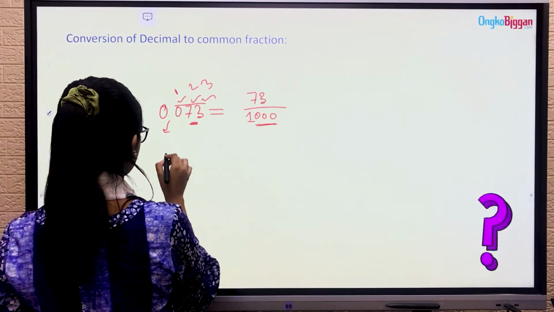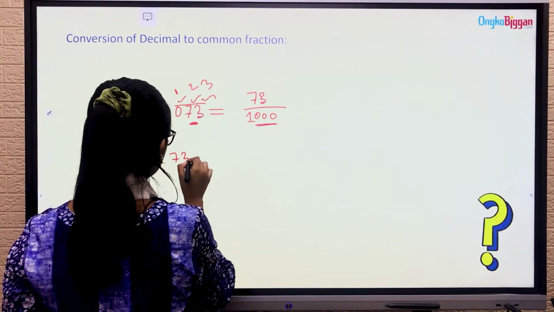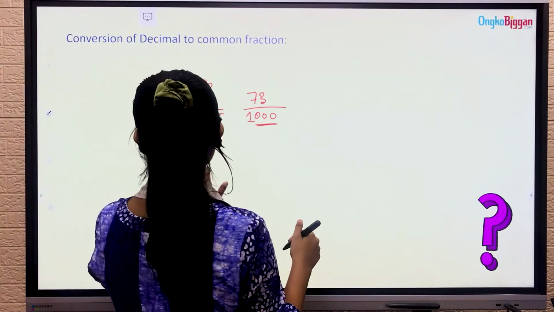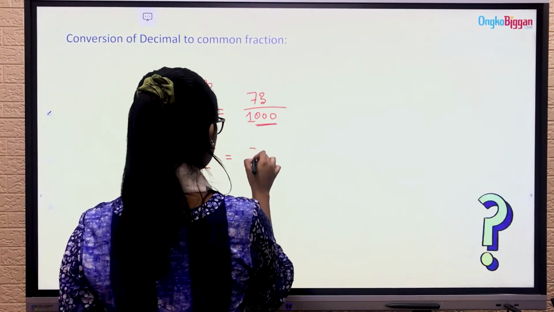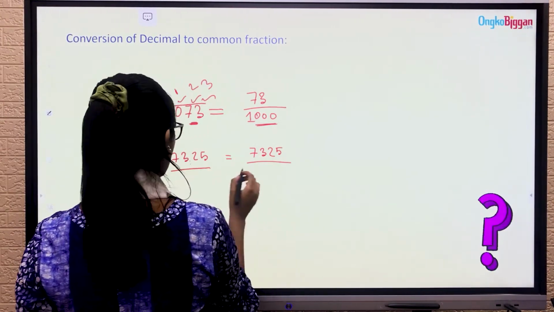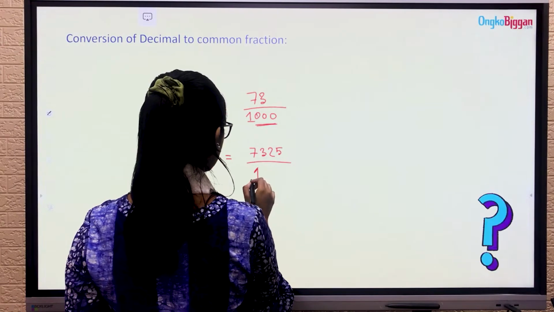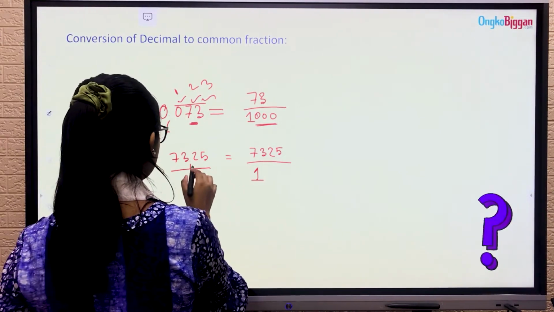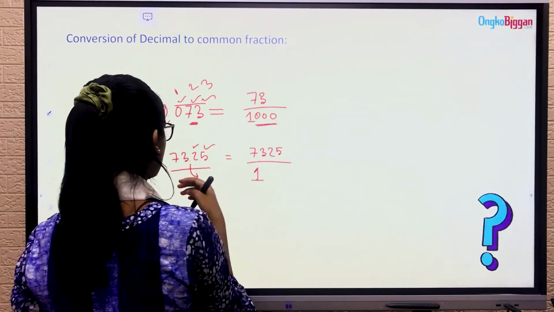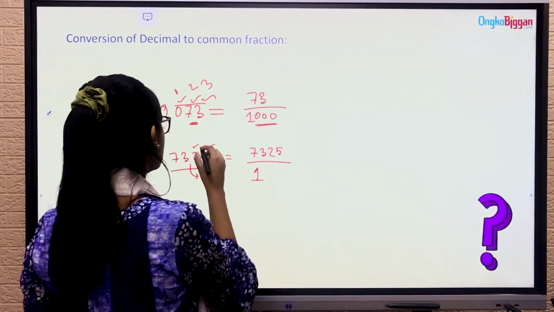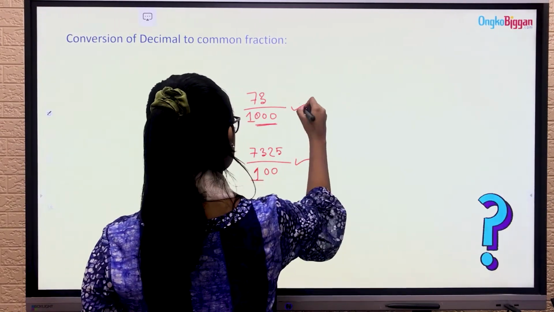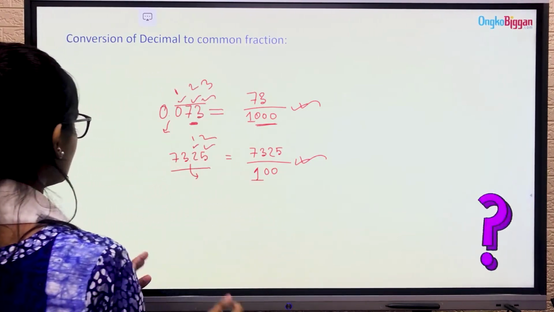Similarly, again, if we write another one like 73.25, what we will do is simply write the whole number without any decimal, 7325. Then we will put 1 for the decimal, and we will write 00. That means we will count how many digits we have after the decimal. So we have 1, 2 digits, so we will put 100. In this way, we will convert a decimal to a common fraction.